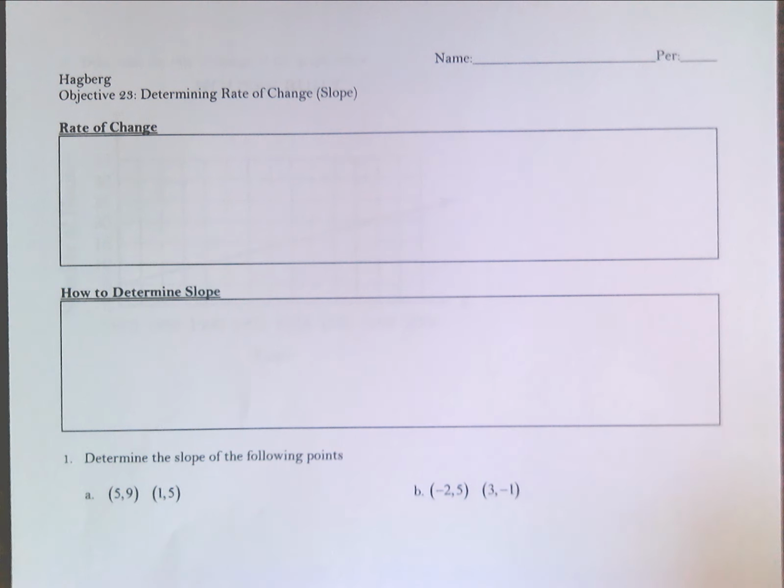All right, here we go with objective 23, which talks about rate of change or slope. Now, this is a topic that is important in algebra, but also important in algebra 2, pre-calc, all the way up through calculus. Rate of change comes up continually throughout all of math. So let's talk about what rate of change is.